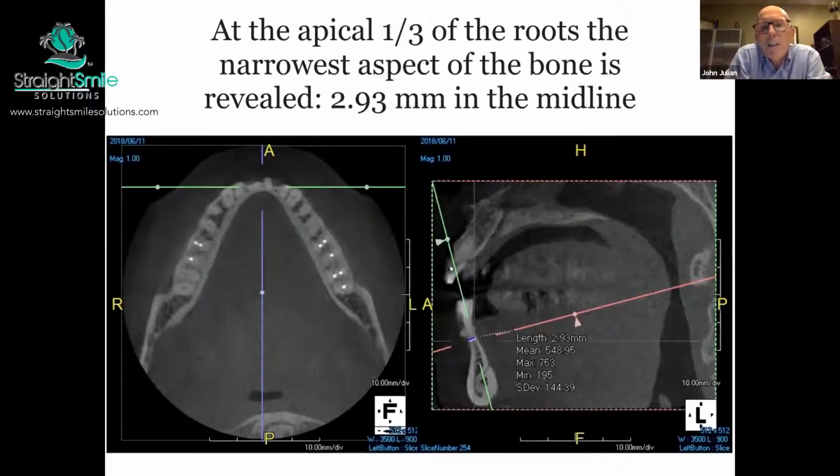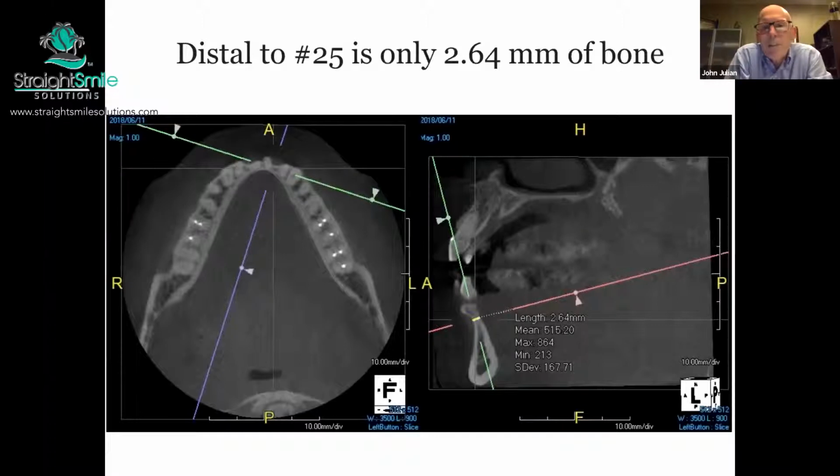Continuing with this patient, look at the apical third of the root, where the narrowest aspect of the bone is 2.9 millimeters buccal to lingual. Now that's a very narrow space. If we were to take a tooth and rotate it and it became wider than 3 millimeters, the chances are it's going to be moving out of the bony housing. Distal to number 25 is only 2.6 millimeters. It's even less. So do we want to move teeth toward number 25 or toward number 23?